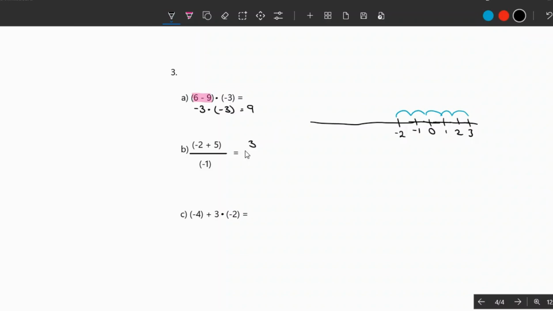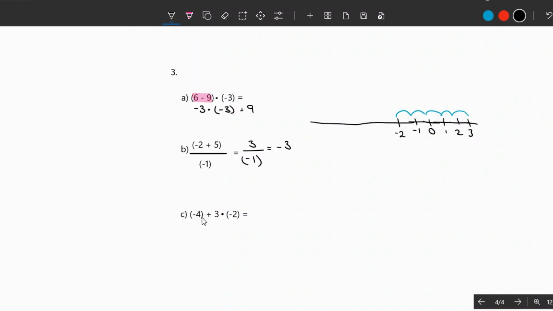And then we need to divide it by negative 1. And if we have a positive number and we divide with a negative number, the answer should be negative. So 3 divided by 1 equals 3. So negative 3 should be the answer. Move on to this question.